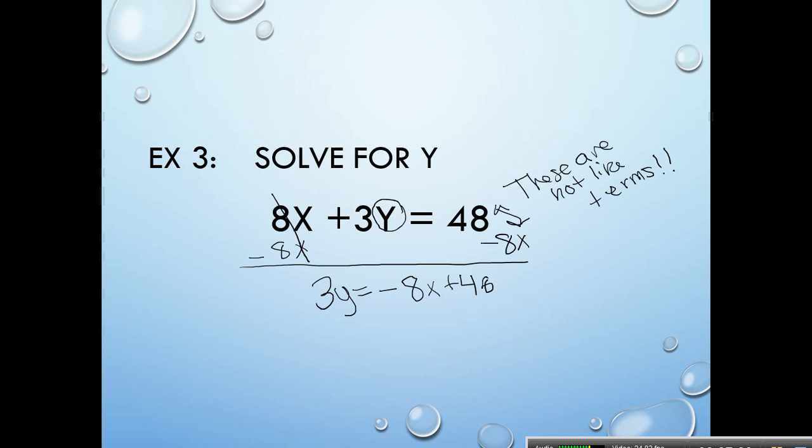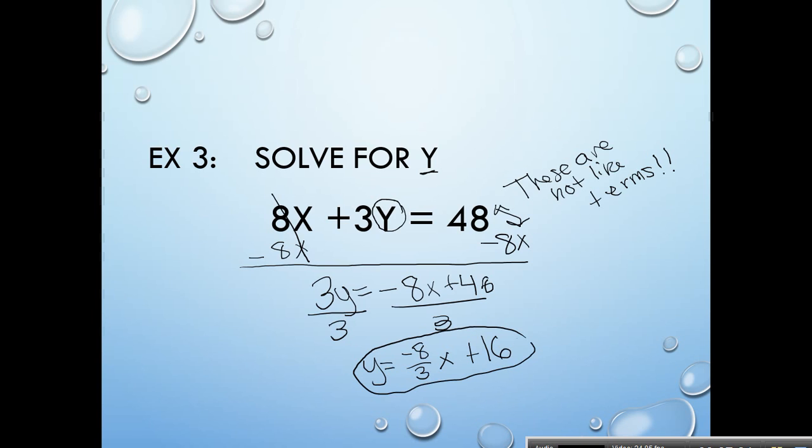Now, I need y alone, because remember, they want us to solve for y, not 3y. So I'm going to divide by 3. y equals negative 8x divided by 3. That doesn't come out nice, so I'm just going to leave it like that. x just needs to hang out. Now, 48 divided by 3, if you use your calculator, you'll notice that you get 16. And that's actually done, because they wanted me to solve for y.